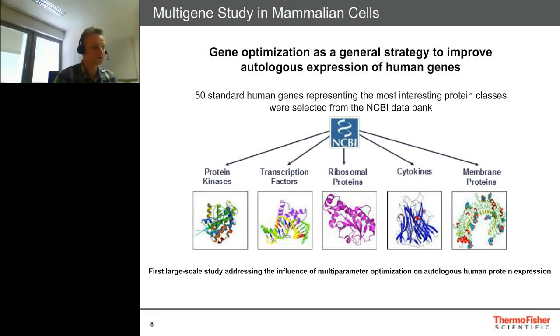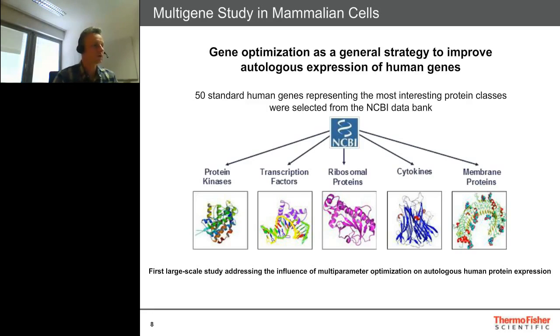Now, using this approach, we did a multi-gene study in mammalian cells. What is important here is you can also optimize genes for expression in autologous settings, right? Because nature does not optimize for maximal expression, but for maximal regulation. And if you change that to maximal expression, you can also improve expression in autologous settings. And this is basically what we showed with this study here.